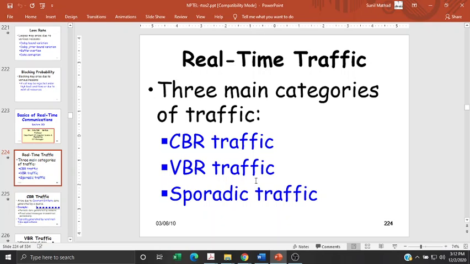This is trying to address different aspects of a communication system. Now, traffic is regarded as three kinds of traffic, dividing the real-time traffic. One is constant bitrate traffic, another is variable bitrate traffic, and the third one is sporadic. Randomly, there are large amounts of silence between any two communications. They are regarded as sporadic traffic as such.